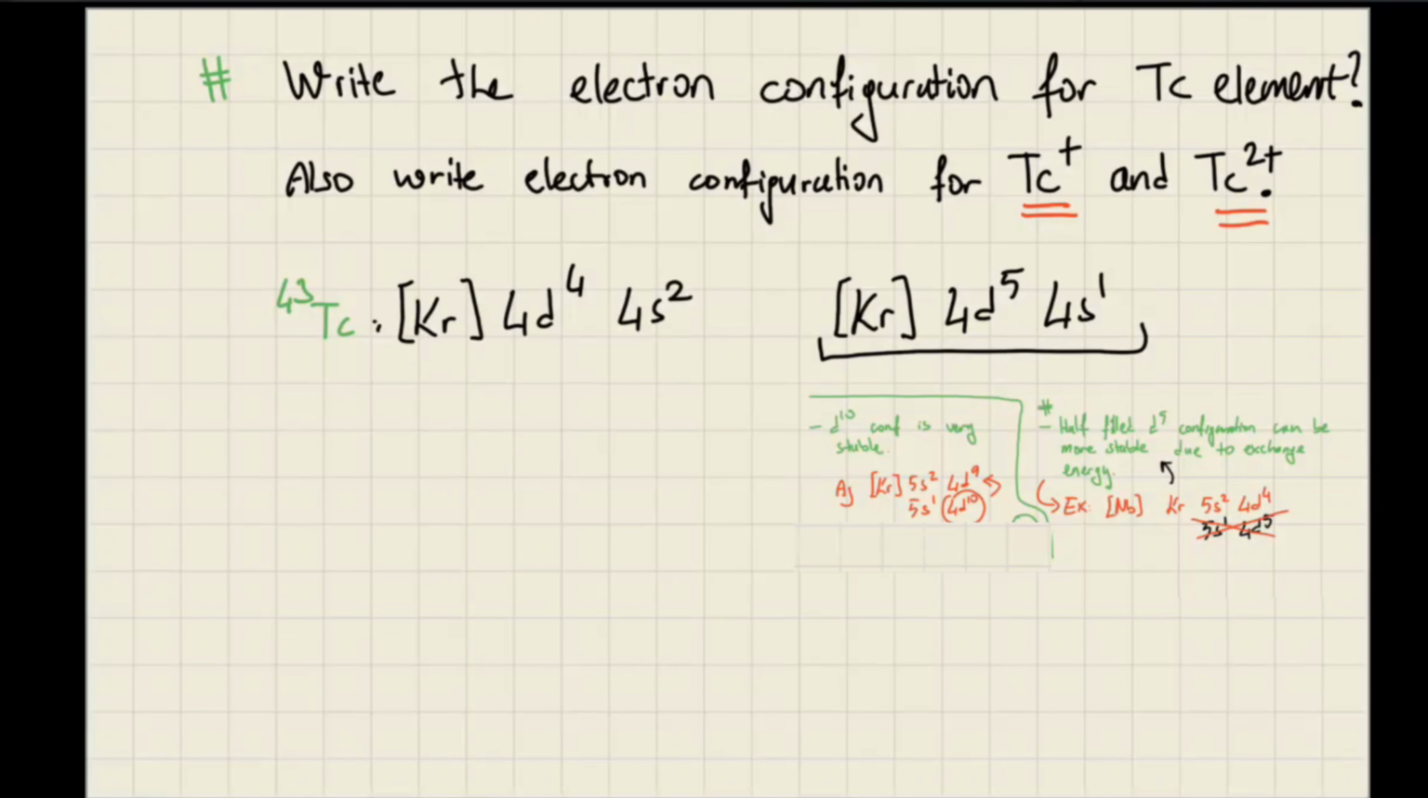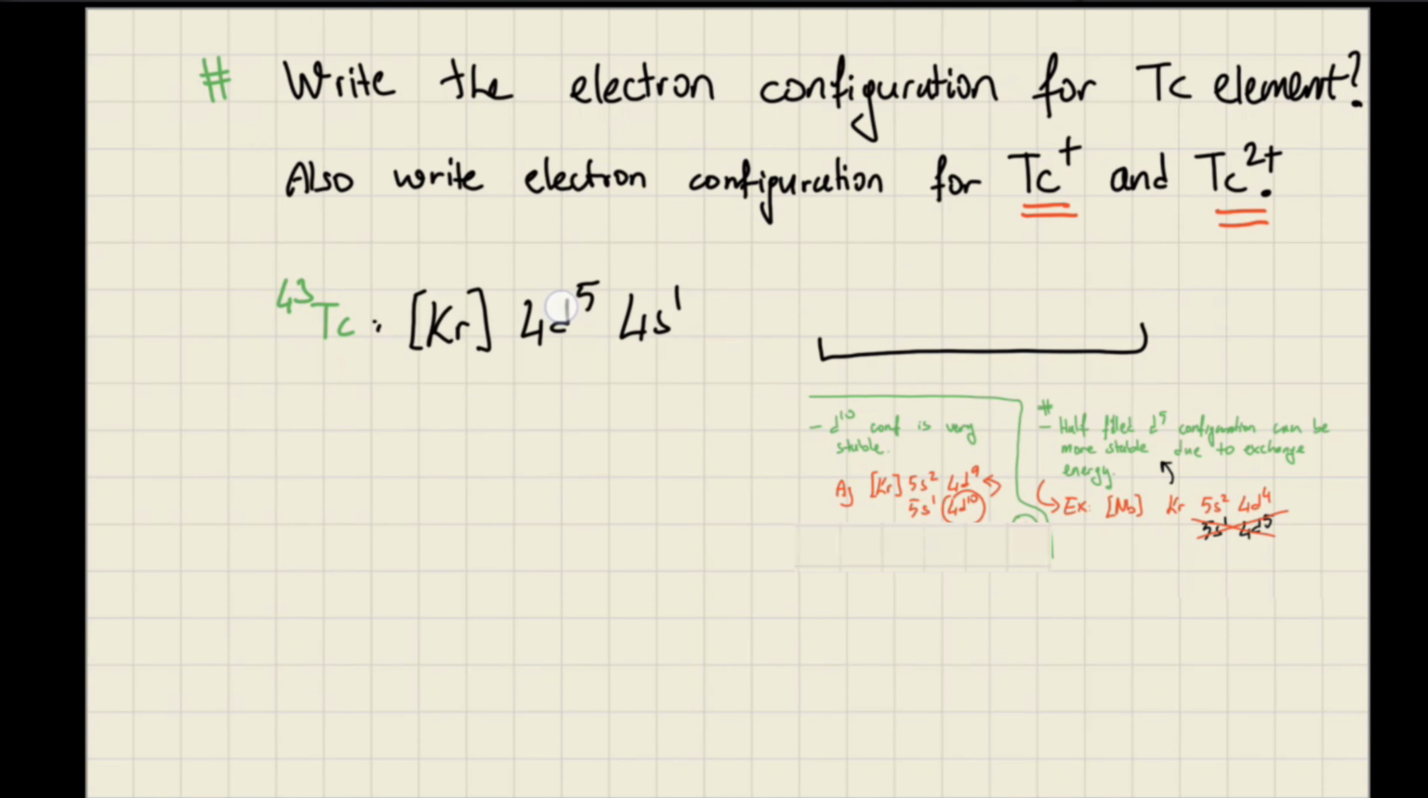So you saw the electron configuration for the Tc element, which is this one. This one is the correct electron configuration. So we are lucky, I think. If this is the question, there is no exception. Of course, you might not be lucky always. And this is the correct electron configuration.